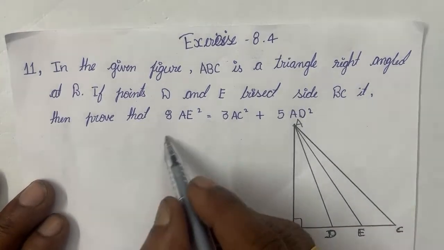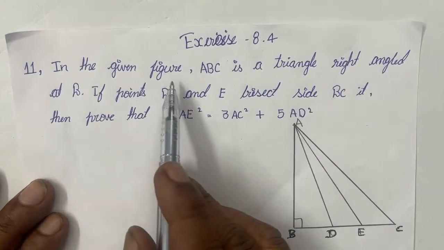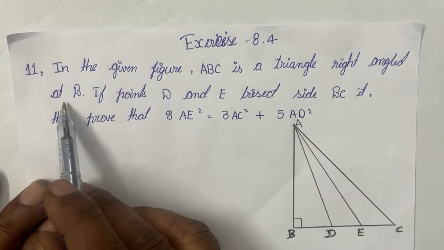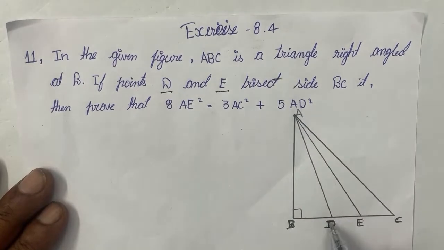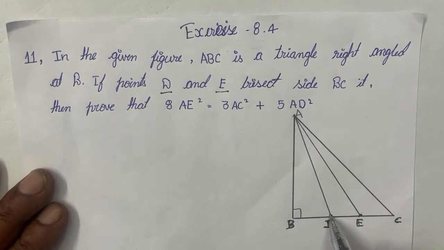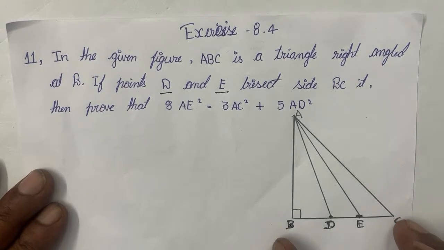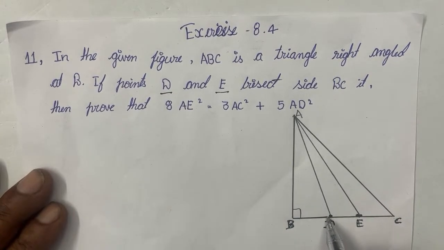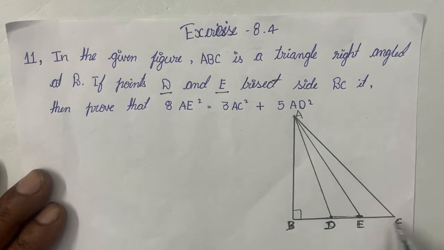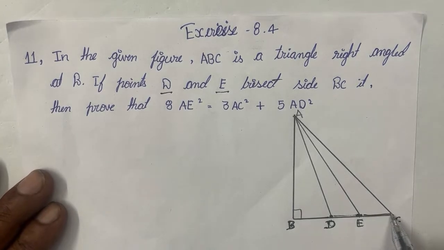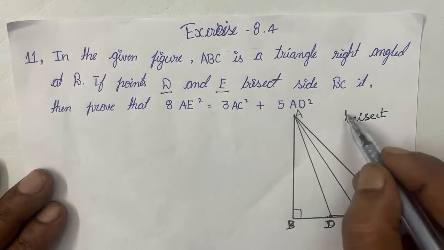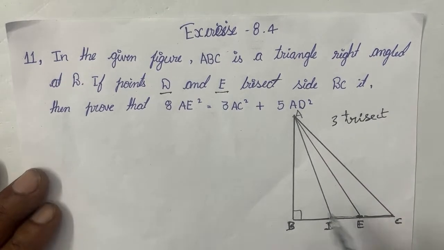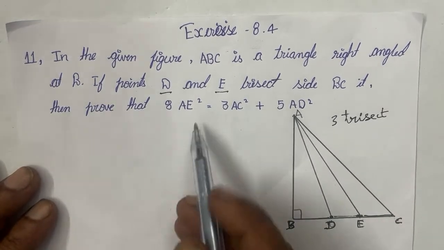In the given figure ABC, right angle triangle, right angle at B, the points D and E trisect BC. That means D point and E point are making BC into 3 equal pieces. That means BD is 3 centimeters, DE also 3 centimeters, CE also 3 centimeters. So that is the reason we call it trisect, 3 parts. And then prove that one.